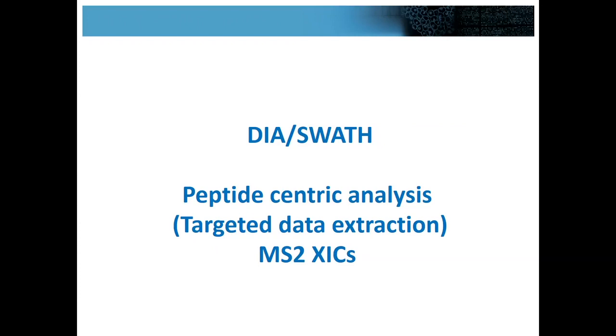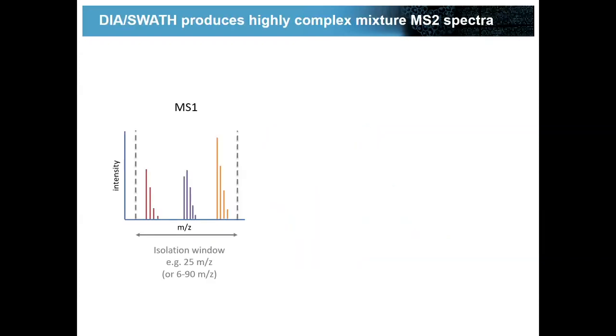Okay, so now we know roughly what the dimensionality of the data is. We also need to know something about how to extract the data. I said that our problem is essentially that we have these mixture spectra. So here's a depiction of three peptides, and these are all falling in one swath isolation window. Let's say this is a 25 m/z window from 500 to 525, and here are these three precursors, the red, purple, and yellow one.